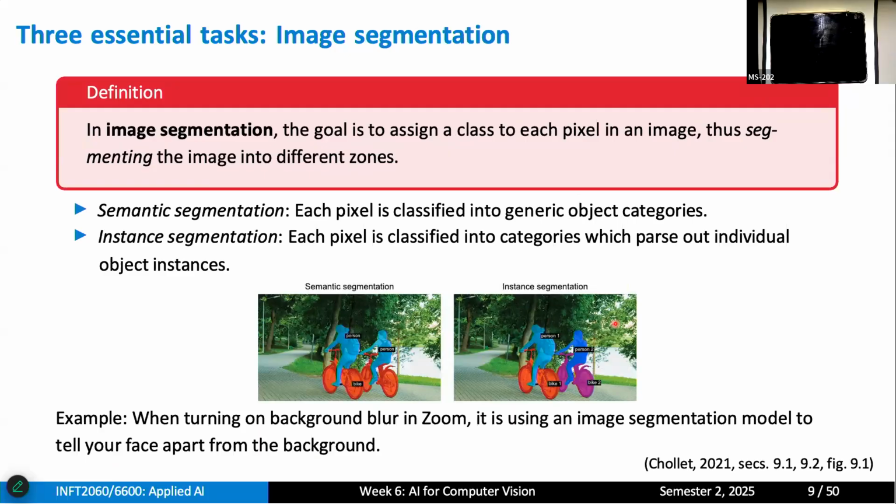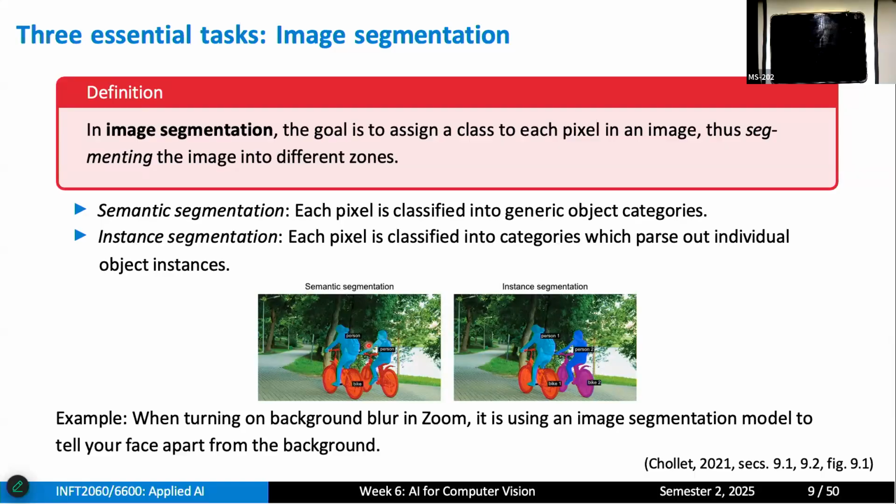For image segmentation, the same image here, the goal is to assign a class to each pixel in an image, thus segmenting the image into different zones. They also have two kinds of segmentation, including semantic segmentation and instance segmentation. Semantic segmentation is where each pixel is classified into generic object categories. So for example, these two are the same person, so they are in the same category.